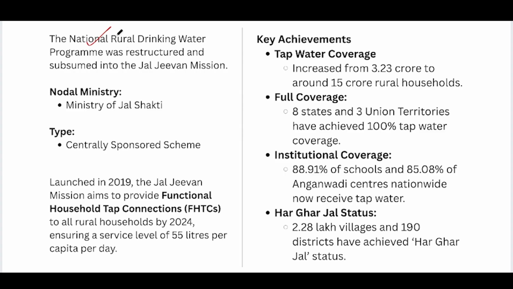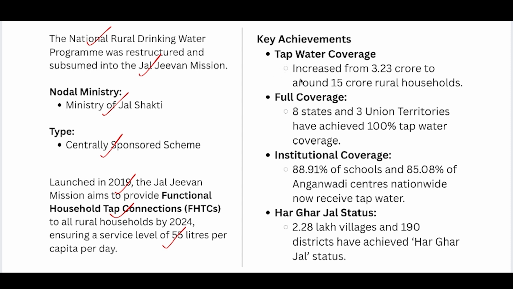So initially, the National Rural Drinking Water Program existed as part of a flagship scheme of the central government. Later on, it was rebranded as the Jal Jeevan Mission under the Ministry of Jal Shakti. It is a centrally sponsored scheme because it deals with tap water, which is ideally a matter to be administered by the state governments. It was launched in 2019 to provide functional household tap connections, which are not just about the connection. The water should flow from those connections, ensuring a service level of 55 liters per capita per day.